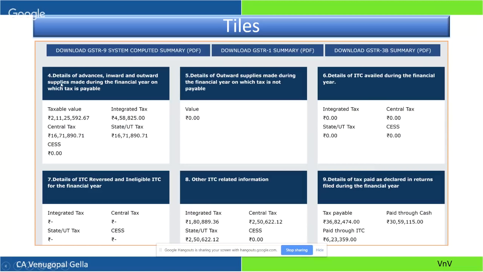So table 4 is the tax payable turnover. Table 5 is the turnover of outward supplies on which tax is not payable, so it's a turnover on which tax is not liable. Then you have table 6 where the input tax credit availed, table 7 input tax credit reversed, and table 8 reconciliation of input tax credit with 2A and other information. Table 9 is 4 plus 5 plus 6 minus 7, the adjustment of it, that is how I have discharged my tax. What is tax payable? How much of the tax has been paid through cash? How much of it has been paid through ITC would be available on the face of it. This is how the portal would give a glimpse of it.